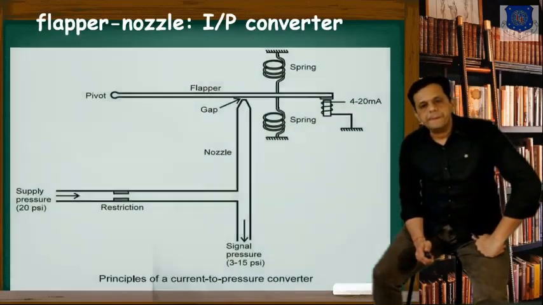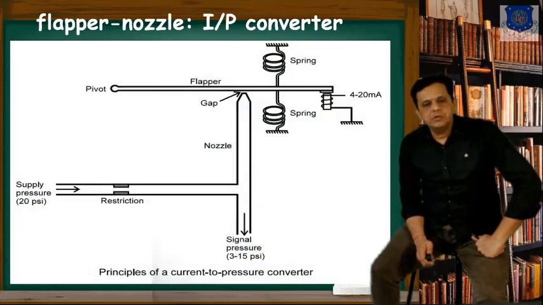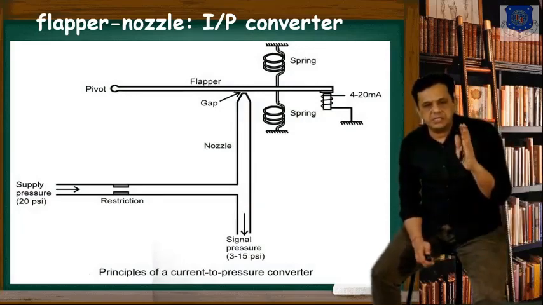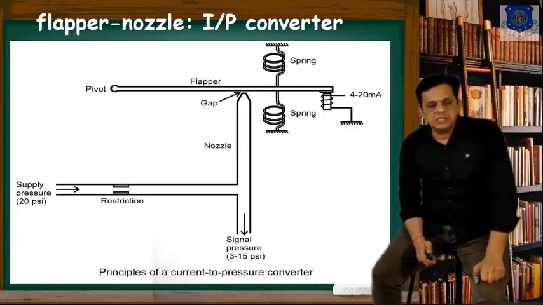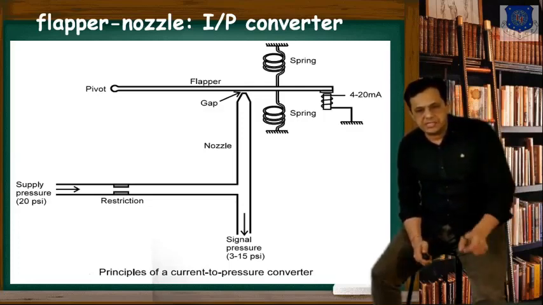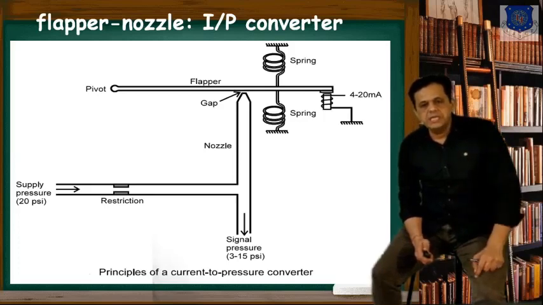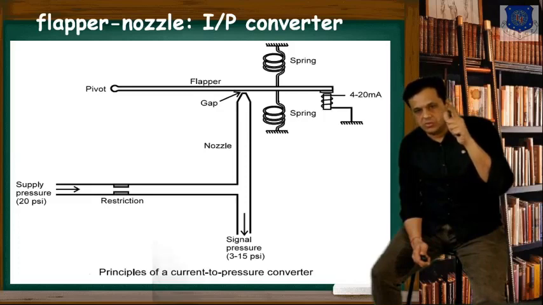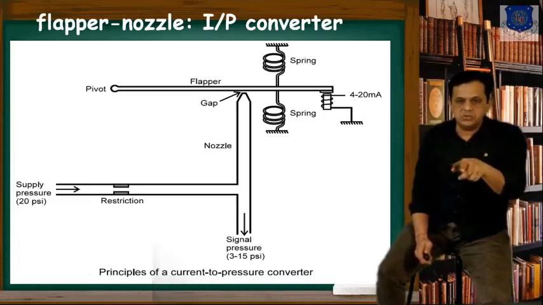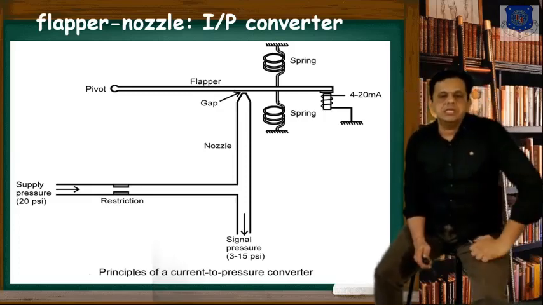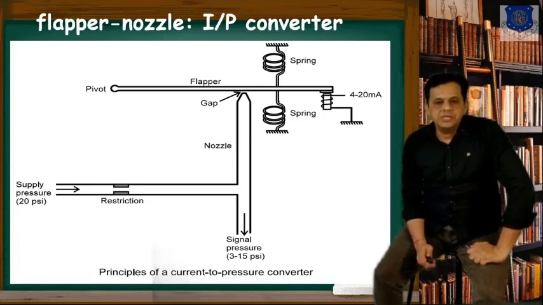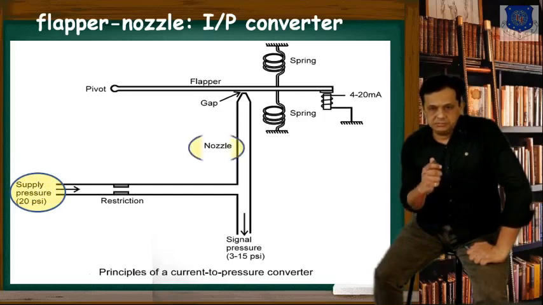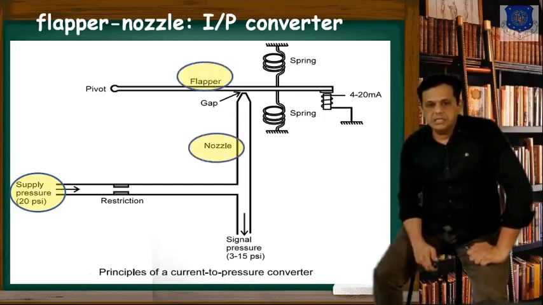Here you see the diagram where supply pressure is given at 20 psi standard supply, and it is passed through a restriction, that is, an orifice, and then it has two ways. One goes to the nozzle and the other goes to the signal pressure, which you can read as 3 to 15 psi standard. Now, supply pressure, then nozzle, then your flapper.